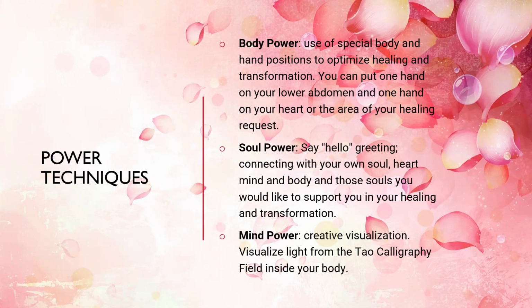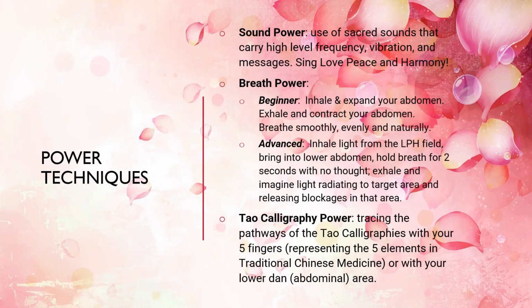And we're going to visualize for our mind power light from the Tao calligraphy field, the love peace harmony field, and imagine that it's coming to your body from 360 degrees. And sound power, you can sing love, peace, and harmony, which is in the description. You can just think love, peace, and harmony, or light, light, light. It could be any positive word.